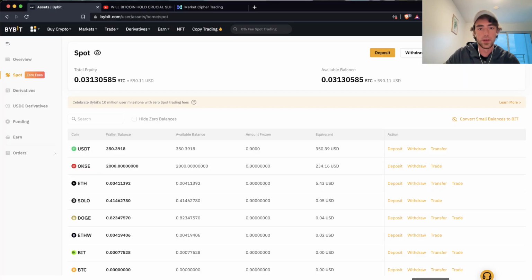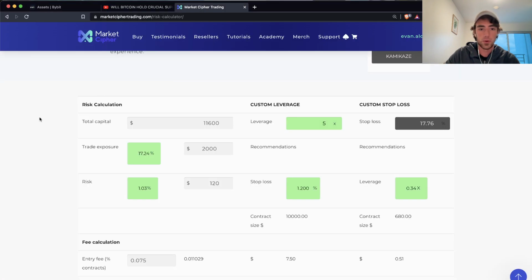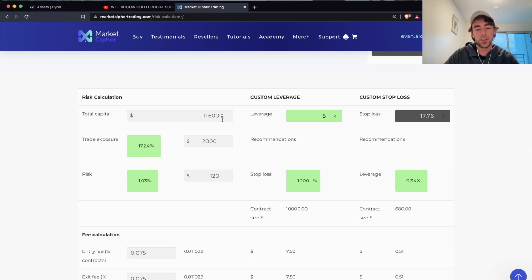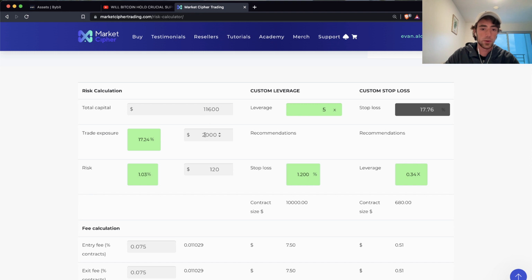So what I like to do is always use good risk management, put this trade in Market Cipher. Got 11,600 in our derivatives account. Trade exposure 2,000. It's a good amount. Want to risk? Let's just risk 1% of our trading account on this trade. Already have a lot of trades open. It's going to tell us to use super low leverage. What we could do is just go on what I like to do, 1 or 2x leverage for a trade with a stop loss that's this insanely high up there, and do a contract size of about $700.